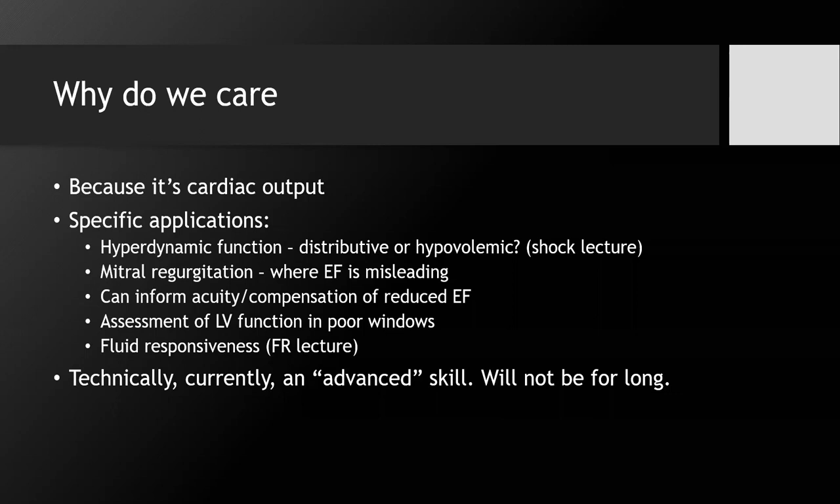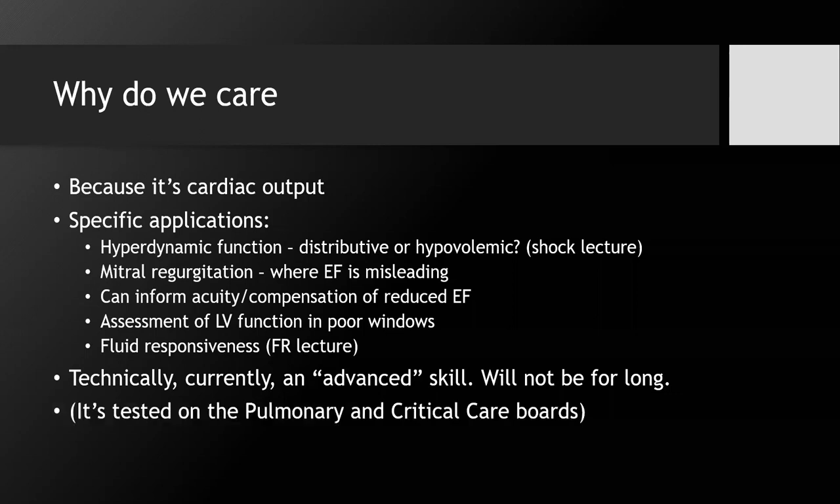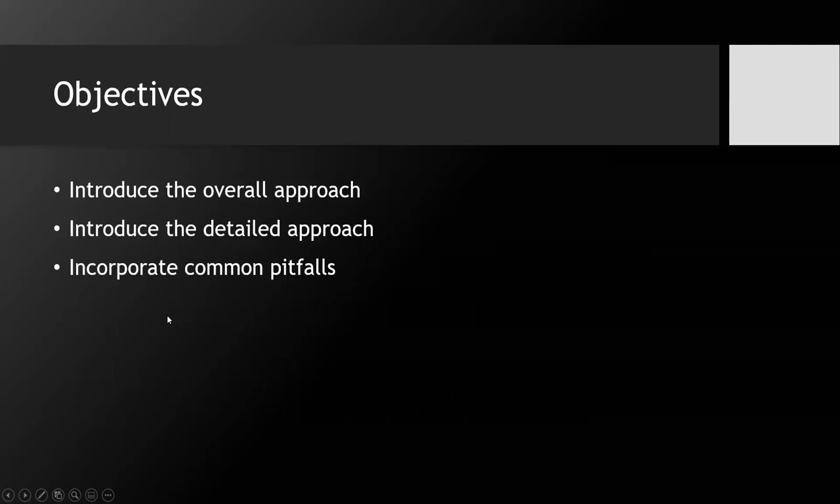But the point of this is really to understand the concepts behind cardiac output measurement. For those of you already at a proficient level of basic image acquisition, this will also help you start working on getting your advanced cardiac output measurements done correctly. And finally, it's actually tested on the pulmonary and critical care boards, not just the echo boards, so you'll see questions regarding LVOT VTI and cardiac output on the pulmonary and critical care board. So that's another reason to understand these concepts. What we're going to do today is introduce the overall approach, introduce the detailed approach, and also incorporate some common pitfalls.